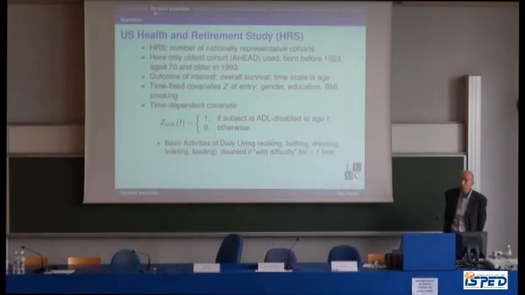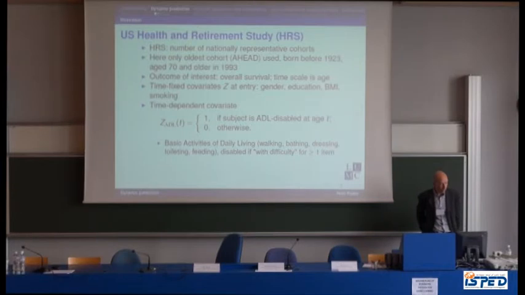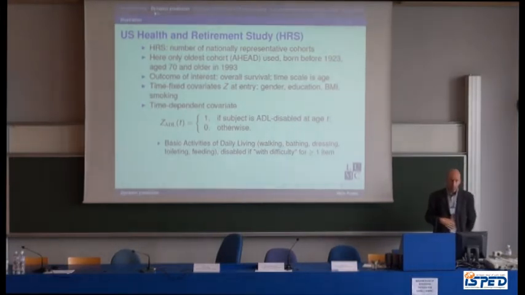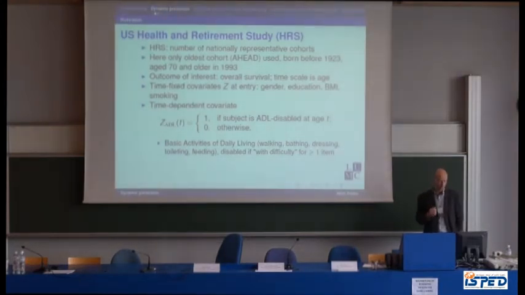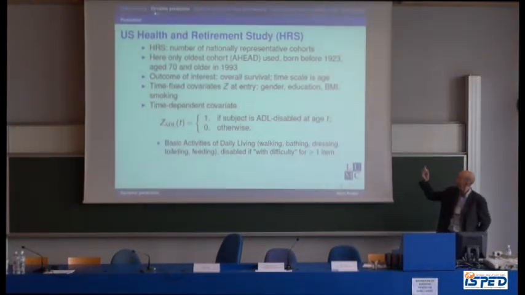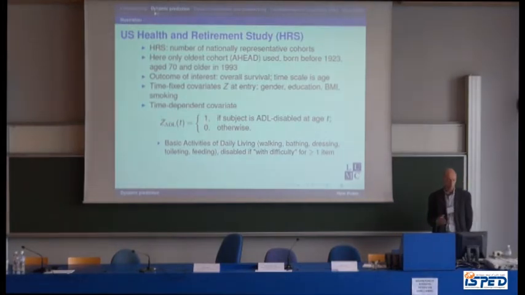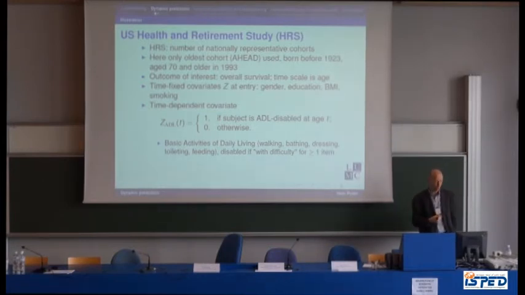People born before 1923 and aged 70 and older in 1993. And from 1993 on, they were regularly followed up. The outcome of interest is overall survival. I just want to know how old do these people get. And the time scale is also age, the age of the person. I want to say something like, what is the probability that someone will become 90 years of age or 100 years?